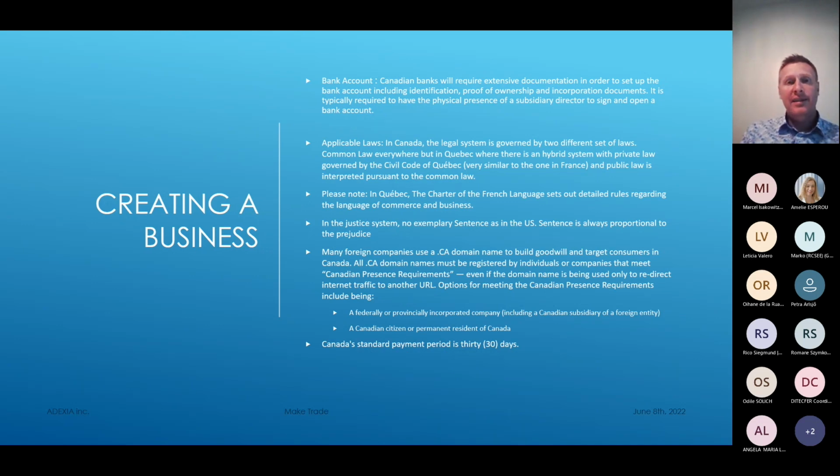And then the next thing is you have to obviously open a bank account. So that can be, I'm not going to say difficult, but as much as it's easy to incorporate a company and can be done in 3 to 4 days, often what takes the most time is the process of opening a bank account. The banks in Canada are very careful when they open a bank account for a subsidiary of a foreign company. They want to make sure there is no money laundering involved.